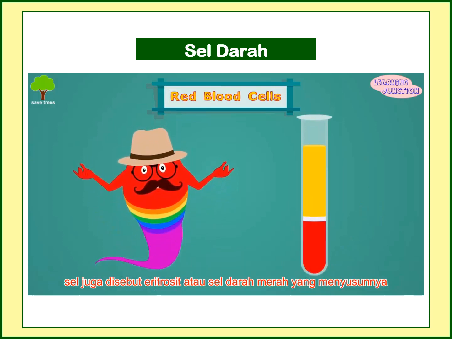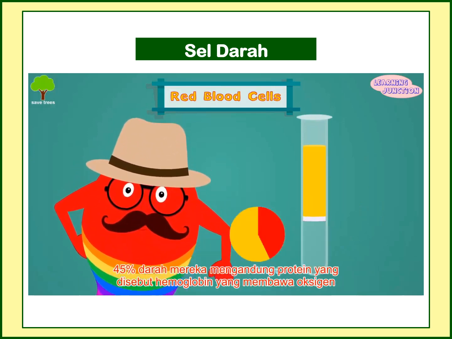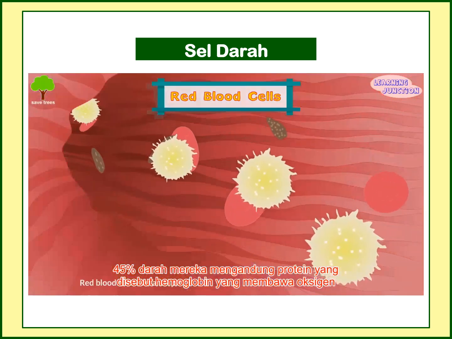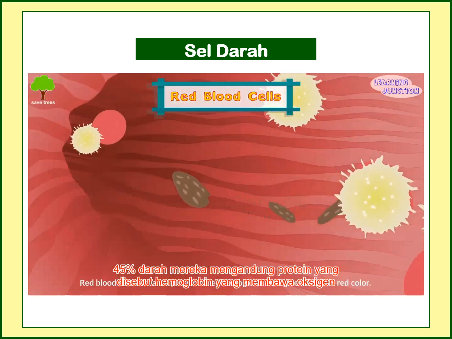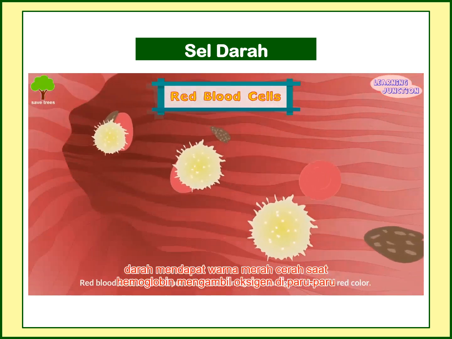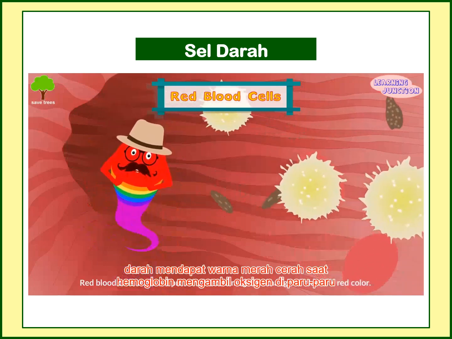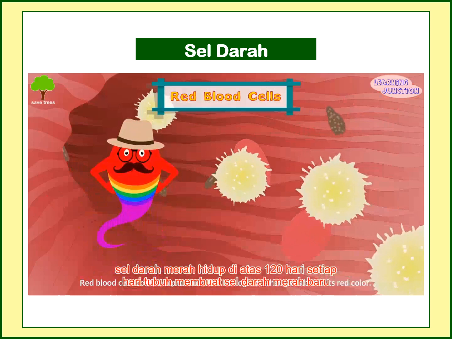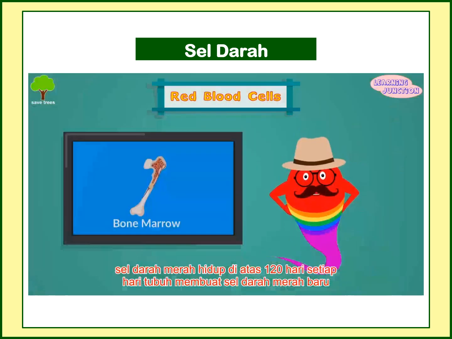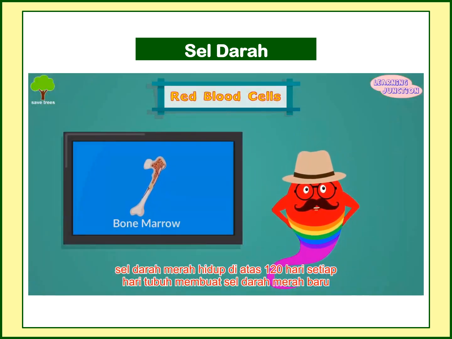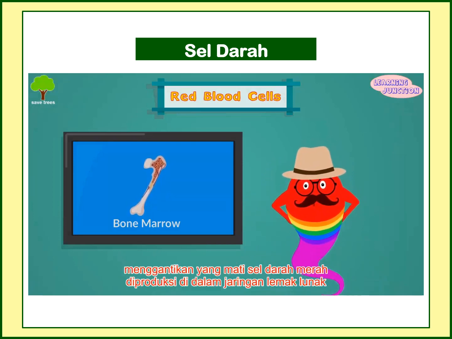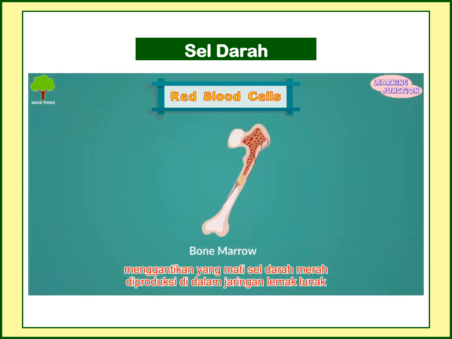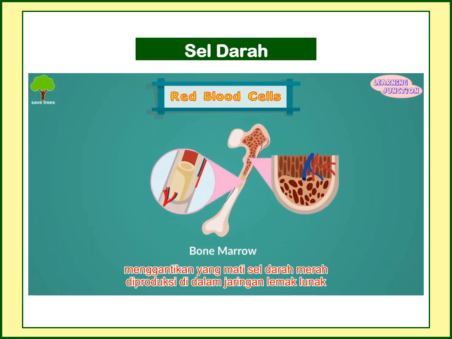It comprises about 45% of blood. They contain a protein called hemoglobin that carries oxygen. Blood gets its vibrant red color when hemoglobin picks up oxygen in the lungs. Red blood cells live for about 120 days. Every day, the body makes new RBCs to replace those that die. RBCs are produced in the soft, fatty tissue inside bone cavities called bone marrow.